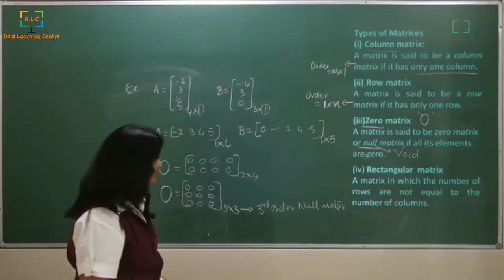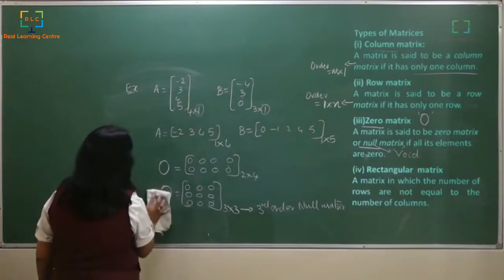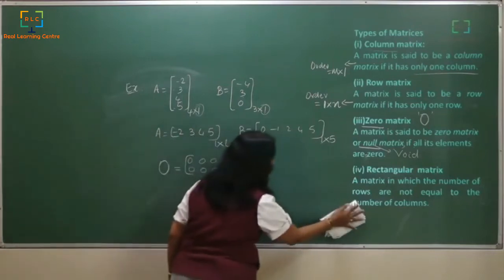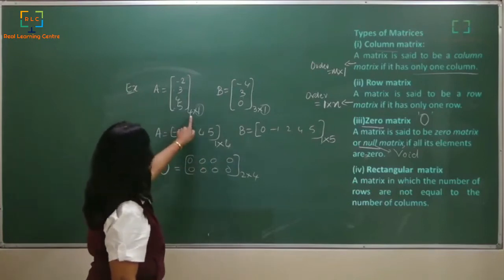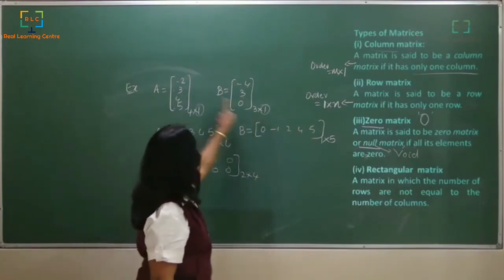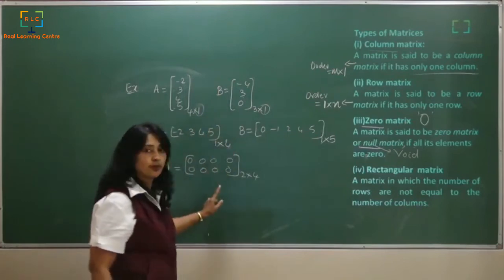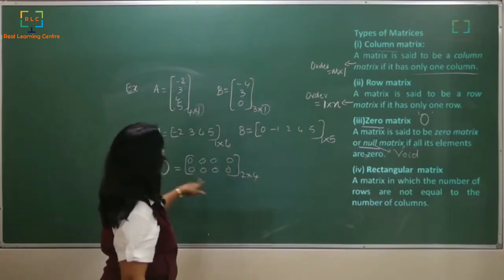Now going to the next one, the rectangular matrix. I have discussed rectangular matrices throughout in the same examples. Here the number of rows and number of columns are all different. Everything looks like a rectangle; there is no square over here. These are all called rectangular matrices.